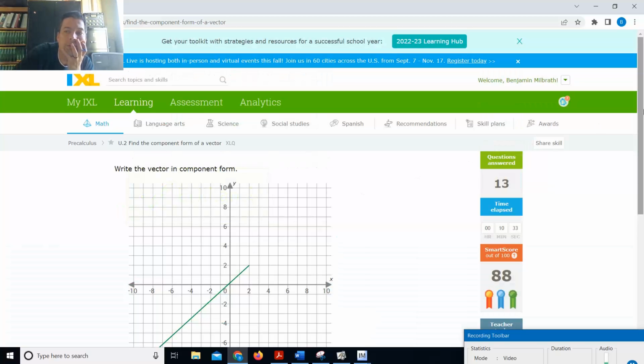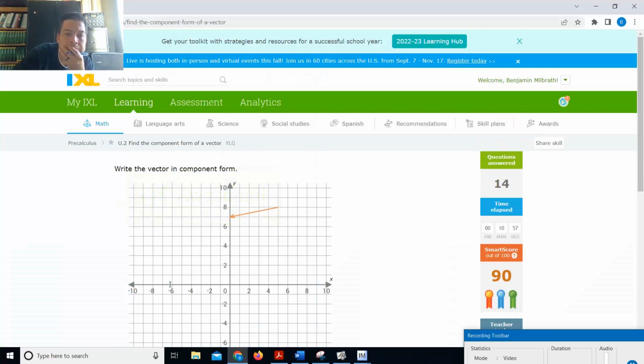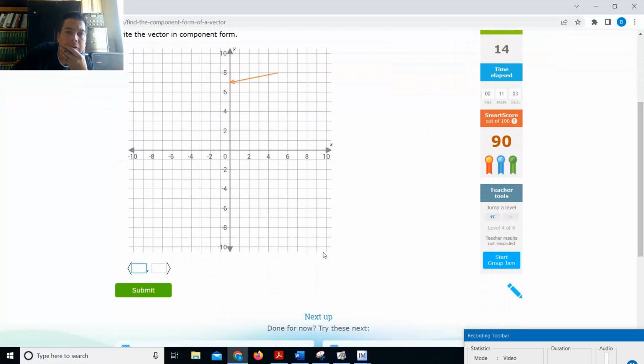Brilliant. Good. This one, I am running left. Pay attention to the arrow. I am running left. Looks like 11. And I am falling from 2 to 8, 10. So just pay attention to where the arrow is. I run left 5, I lose 5, and I fall 1.